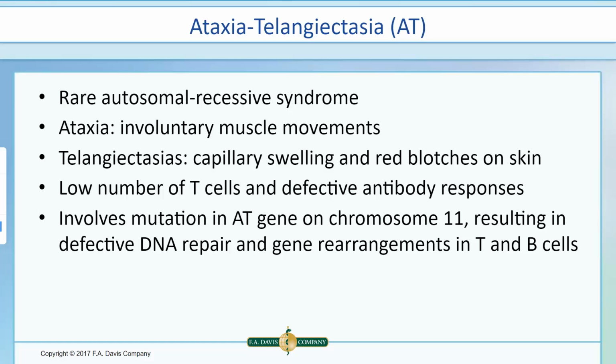AT, ataxia telangiectasia, is a rare autosomal recessive syndrome. Ataxia is involuntary muscle movements. Telangiectasia is capillary swelling and red blotches on the skin. There's a low number of T cells and defective antibody responses. It involves a mutation on chromosome 11, resulting in defective DNA repair and gene rearrangement in T and B cells.